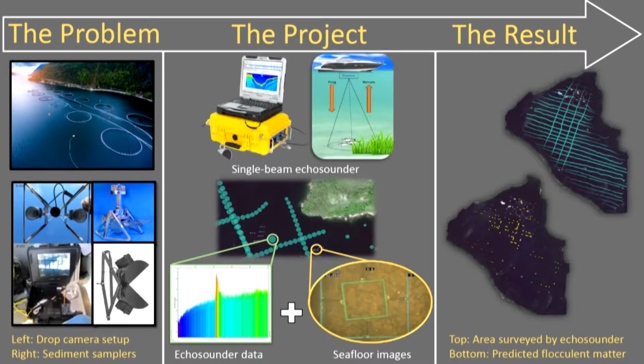Single beam echo sounders are a potential alternative because they can survey larger areas faster than collecting sediment or underwater video. An echo sounder works by emitting a ping and listening for its return. The time it takes for the signal to return and the strength of this signal are both characteristics that we can use to identify objects in the water.